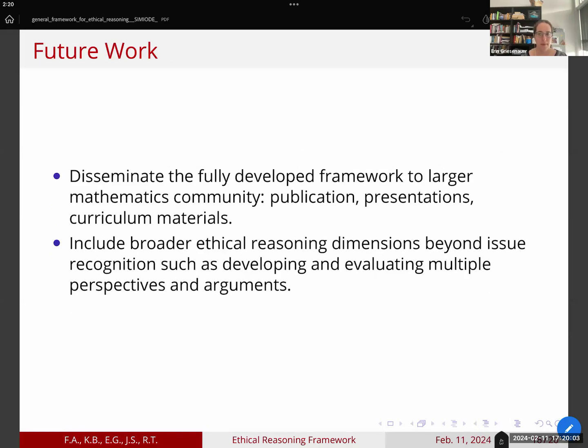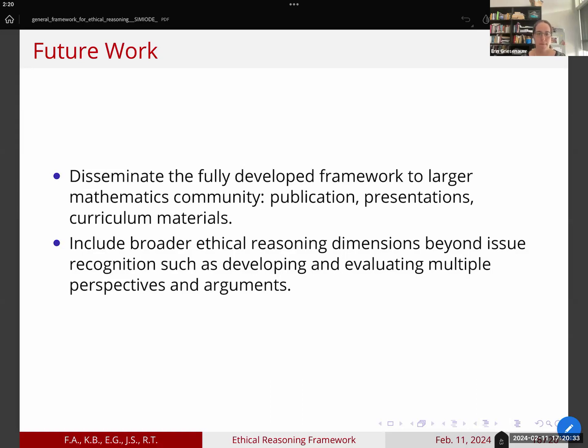In the future, we'd like to continue disseminating this framework to the larger mathematics community. If there's only a couple of us using this framework for ethical reasoning in the classroom, it's not so helpful, but the more instructors start to use this, and we hope the more students start to learn this, we think the better that is for the general mathematics community in the world.